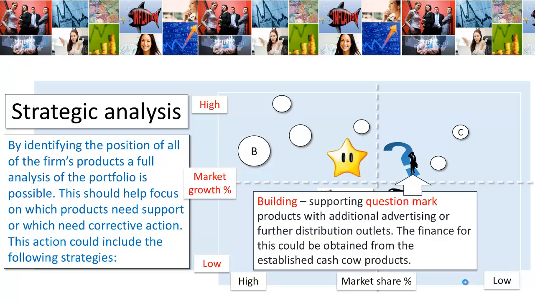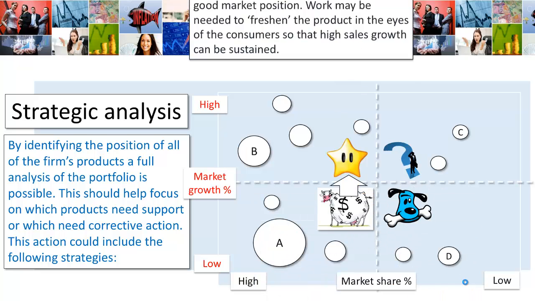So question marks, a strategy of building, supporting that question mark product with additional promotion, advertising, increasing the number of distribution outlets. The finance for this, which is cash intensive, could be obtained from established cash cow products, those products which are generating a whole lot of cash for the business.